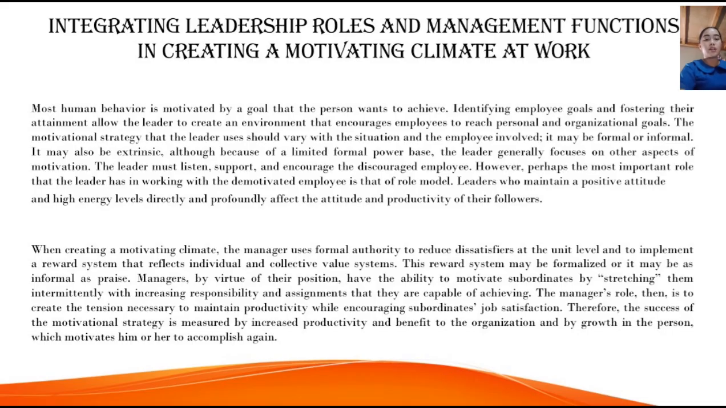of their followers. So when creating a motivating climate, the manager uses formal authority to reduce dissatisfiers at the unit level and to implement a reward system that reflects individual and collective value systems. This reward system may be formalized, or it may be as informal as praise. Managers, by virtue of their position, have the ability to motivate subordinates by stretching them intermittently with increasing responsibility and assignments that they are capable of achieving.